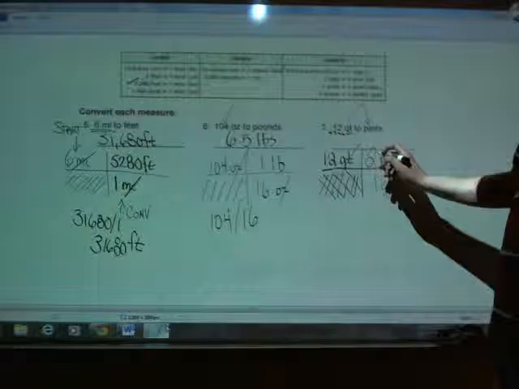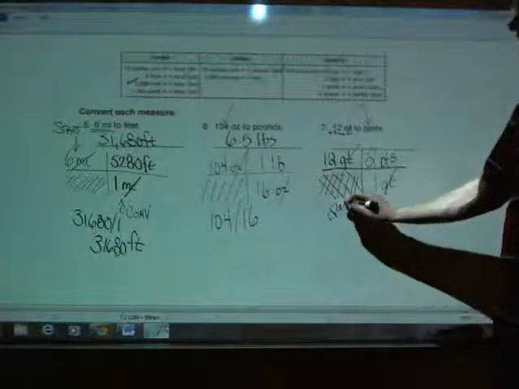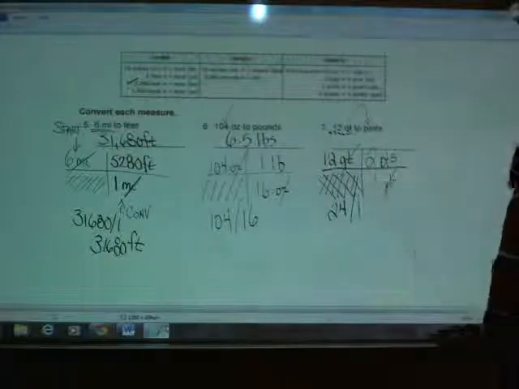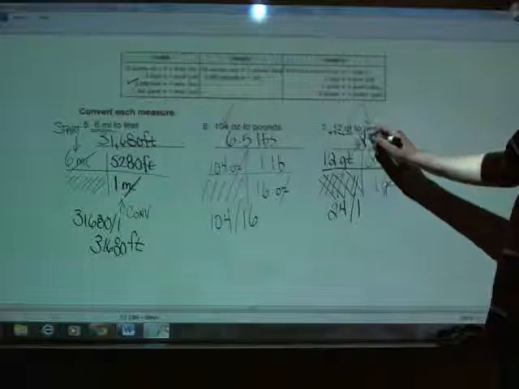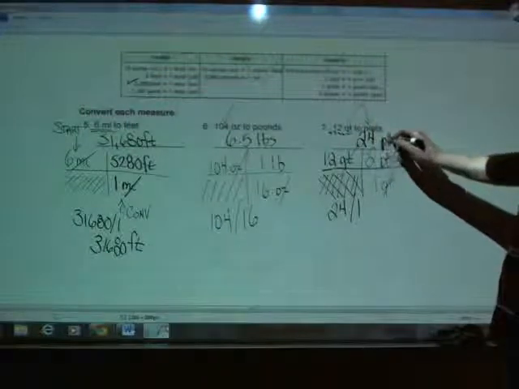So now we'll multiply across the top, multiply across the bottom, and divide the 2. 12 times 2 is 24. And the bottom is just 1. 24 divided by 1 is 24, as in 24 pints. So 12 quarts is equal to 24 pints.